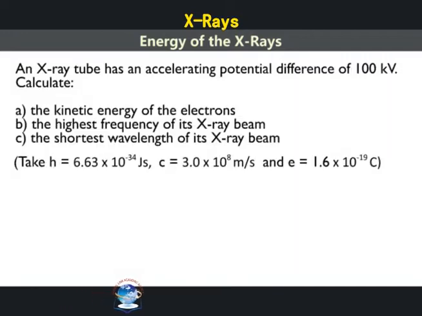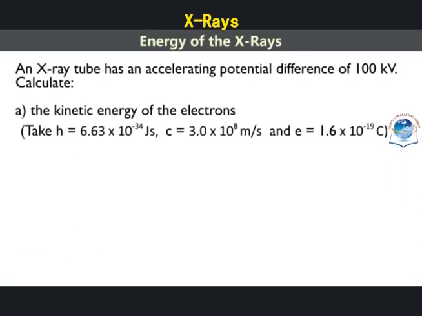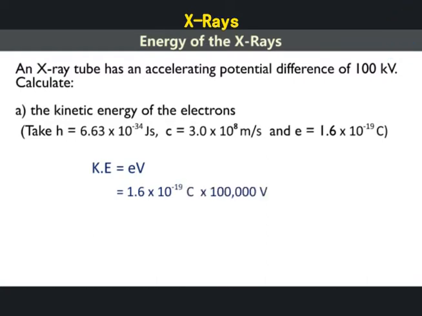Let's take an example. An X-ray tube has an accelerating potential difference of 100 kilovolts. Calculate A, the kinetic energy of the electrons, B, the highest frequency in its X-ray beam, and C, the shortest wavelength in its X-ray beam. We start with A, the kinetic energy. Kinetic energy is equal to eV, 1.6 times 10 to the power negative 19 coulombs times 100,000 volts, that is 100 kilovolts. That gives us 1.6 times 10 to the power negative 14 joules.